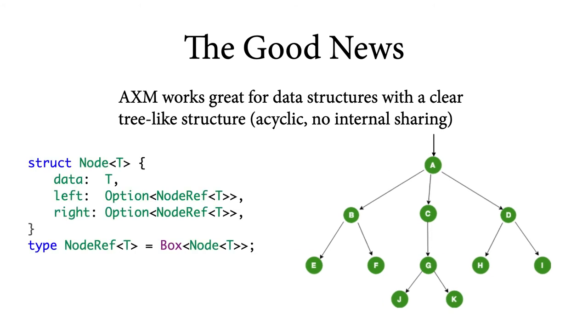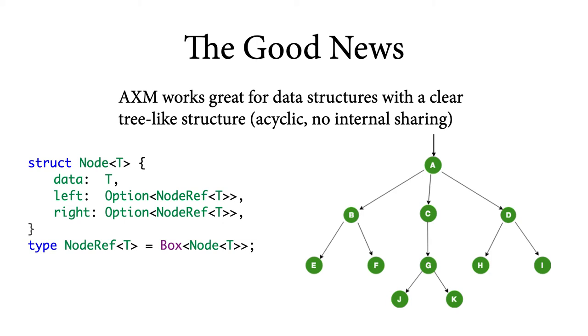To make this more concrete, here's how you might define a tree type in Rust. The Node type has a data field of type T, and left and right children, which are optional pointers to nodes. Now, the pointers to nodes are represented by this NodeRef type, which is just defined to be a Box of Node<T>, Box here being the Rust type of an owned pointer, a pointer that owns the thing it points to.